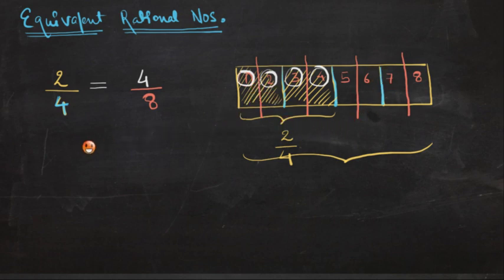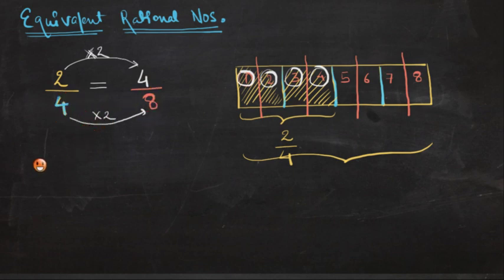There is an algebraic way to do this. And what's that? Answer me this. How can I get 4 from 2? I need to multiply this by 2. 2 times 2 is 4. So if I would multiply the denominator again with the same value, I would get 8. 4 times 2 is 8. So this means that if I multiply numerator and denominator with the same quantity, the value of the fraction remains the same. So that's why 2 by 4 is equal to 4 by 8.